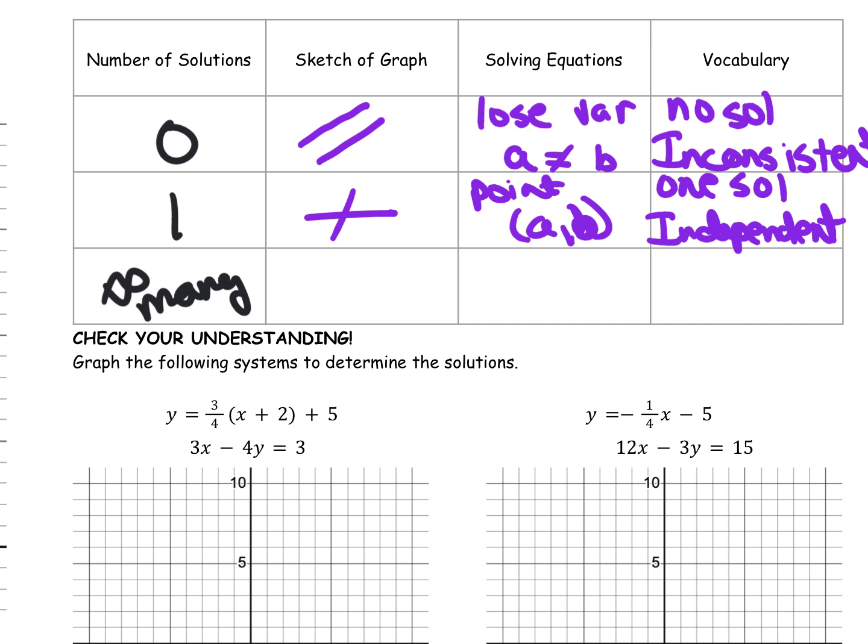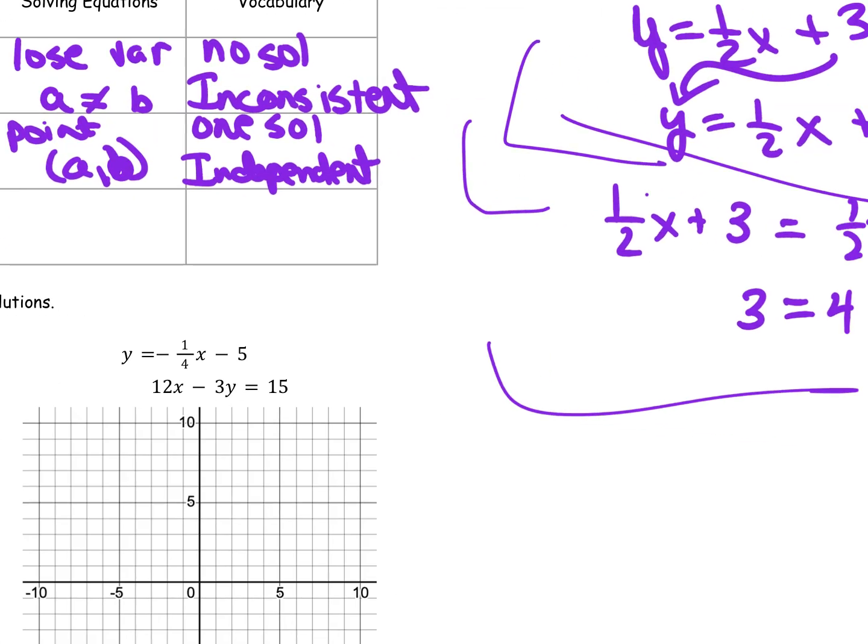Then you have your scenario of infinitely many. How can you have that happen? It's the same line. So I draw a line, and then I literally draw the exact same line over the top of it. So let's see what that looks like.